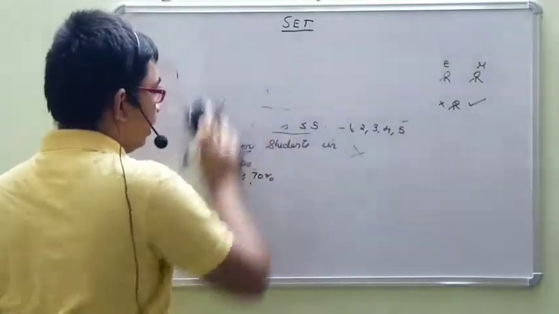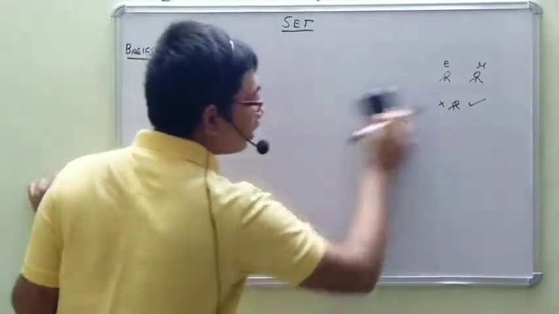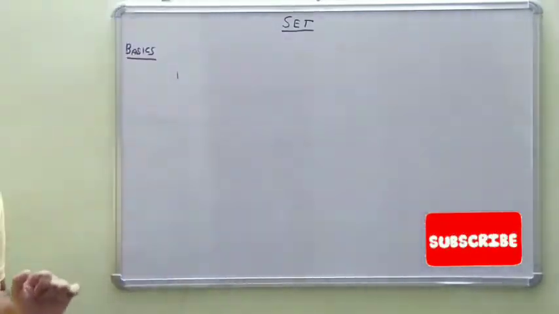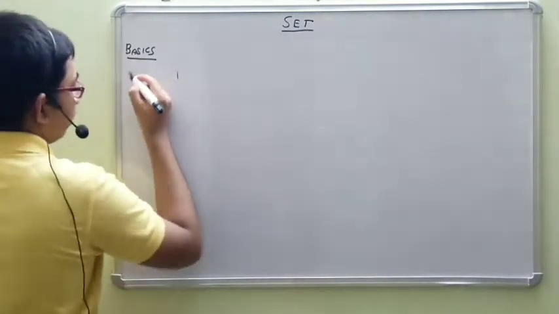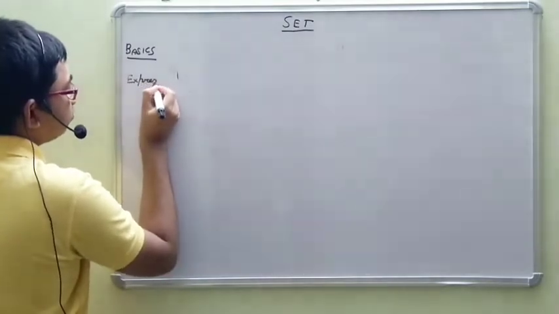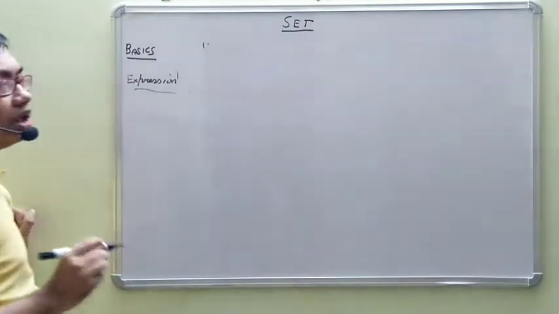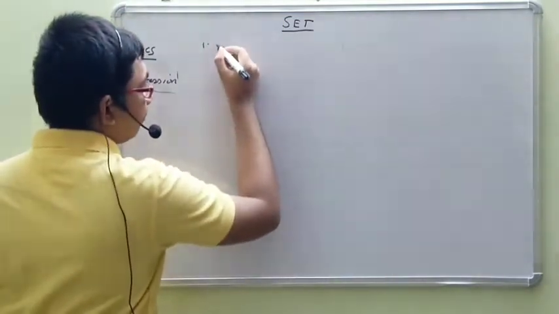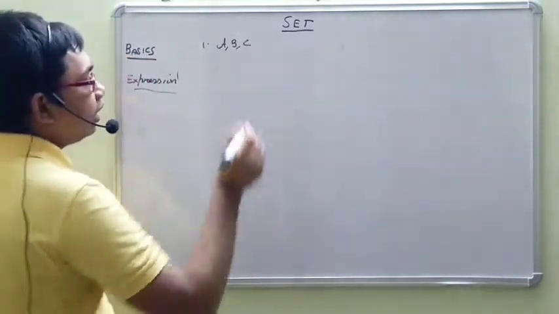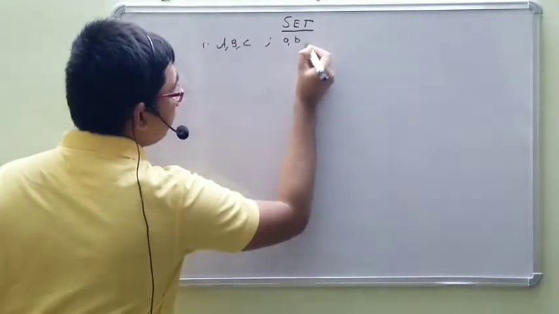Now how do we express or notate a set? There are 3 points in the expression. First of all, the set names are denoted by capital letters like A, B, C, and all the elements of the set are given by small letters a, b, c.